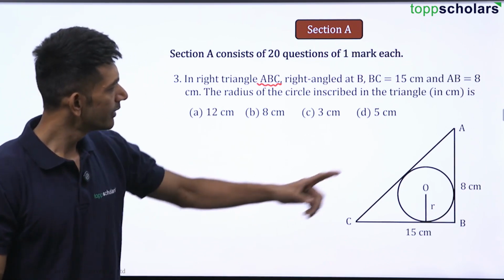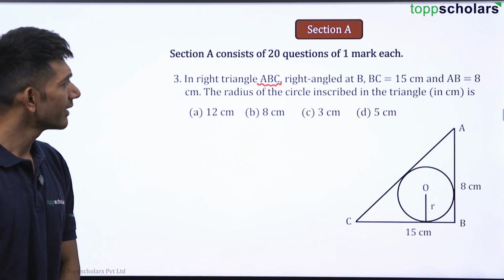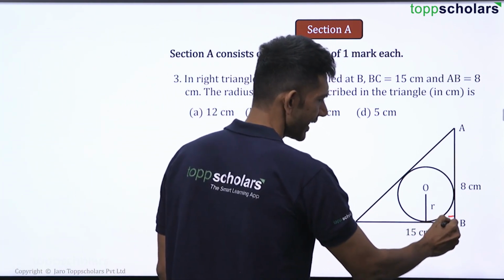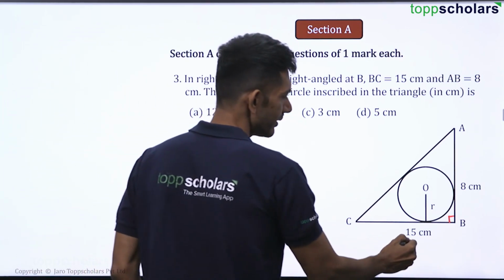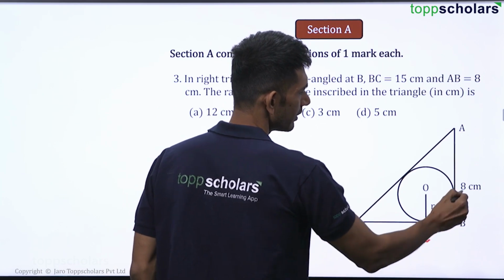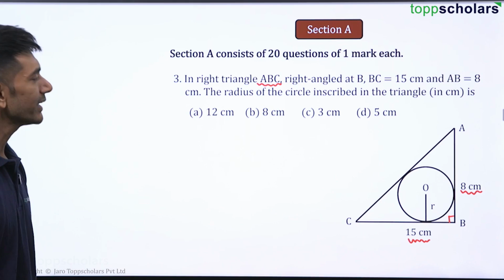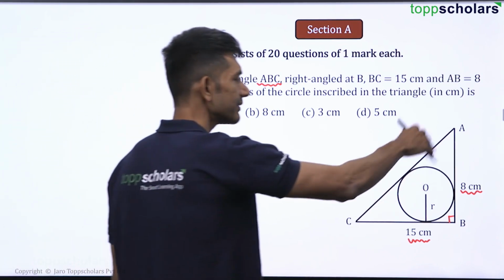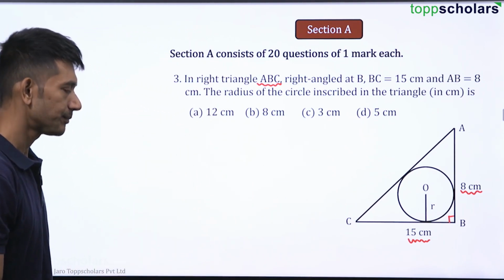Excellent. So we have a triangle ABC, correct? Right angled at B. So this B is 90 degree and then two values are given. One value is BC, which is 15 centimeter. Other value is AB, which is 8 centimeter. We are supposed to find out the radius of the circle inscribed in a triangle. So circle is inscribed inside a triangle, right? And we are supposed to find out the radius.